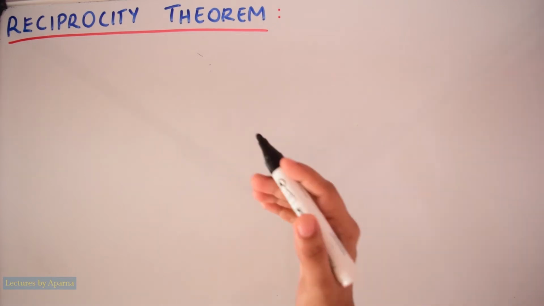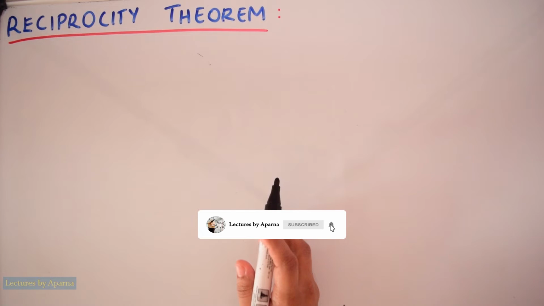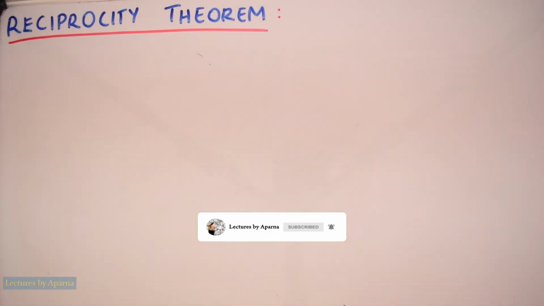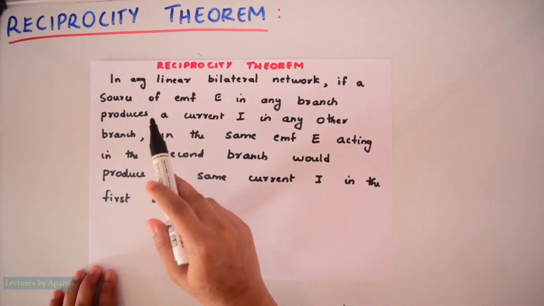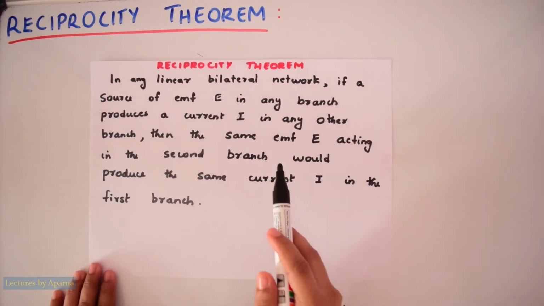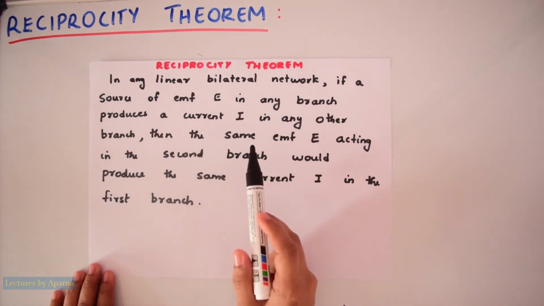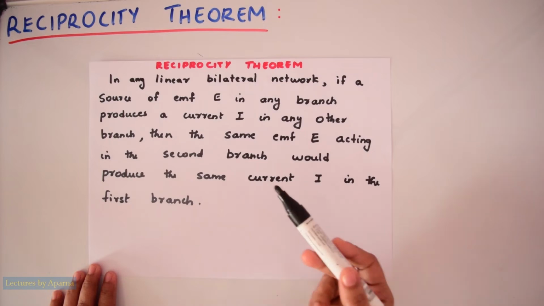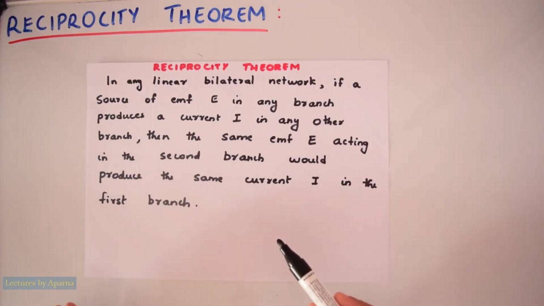Today we will discuss the reciprocity theorem that is used in network analysis. Let us first see what the theorem states. The theorem states that in any linear bilateral network, if a source of EMF E in any branch produces a current I in any other branch, then the same EMF E acting in the second branch would produce the same current I in the first branch. So this is reciprocity theorem.